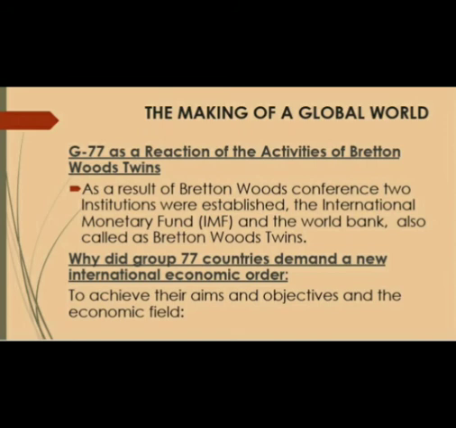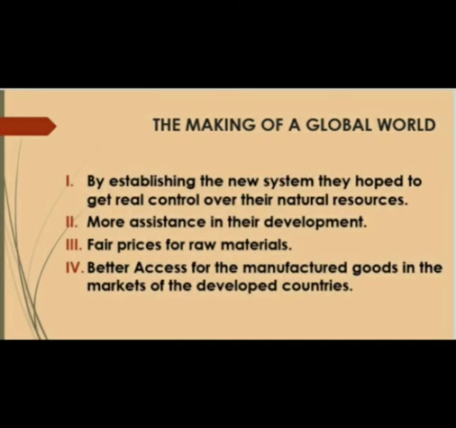They demanded the establishment of a new international economic order, NIEO, by which they could achieve their aims and objectives in the economic field. The first is, by establishing the new system, they hoped to get real control over their natural resources. Second, more assistance in their development. Third, fair prices for raw materials. And fourth, better access for their manufactured goods in the markets of the developed countries.